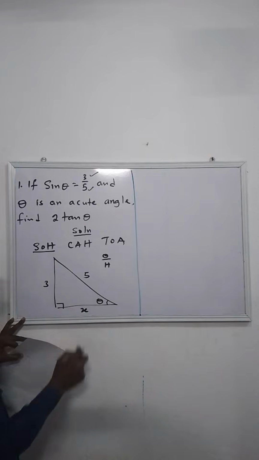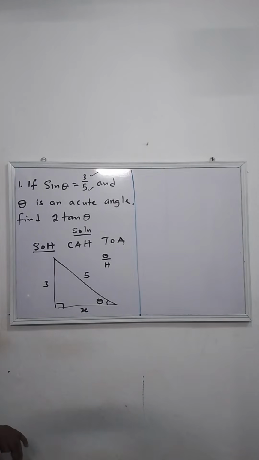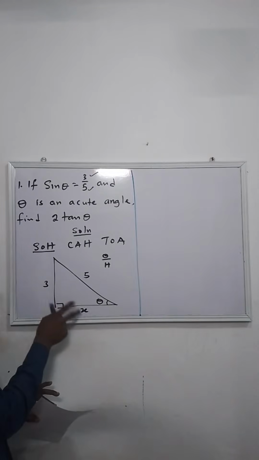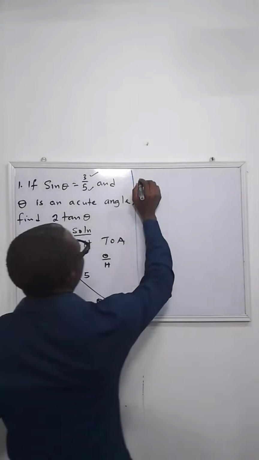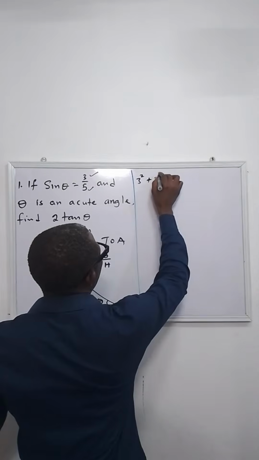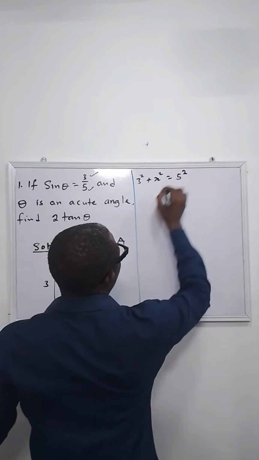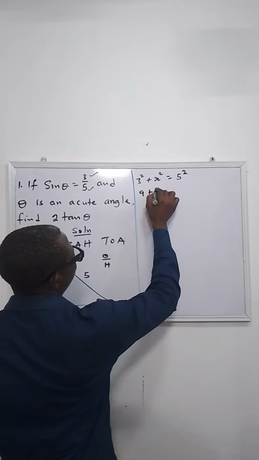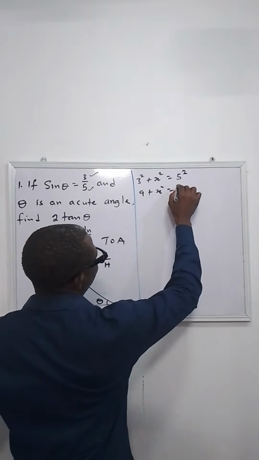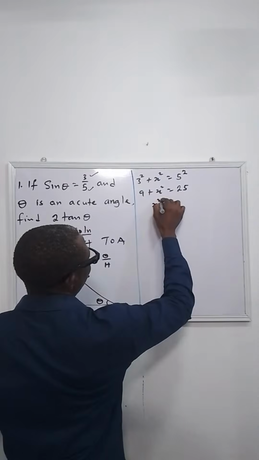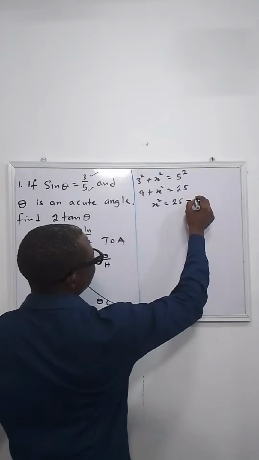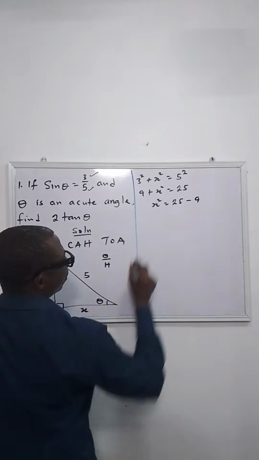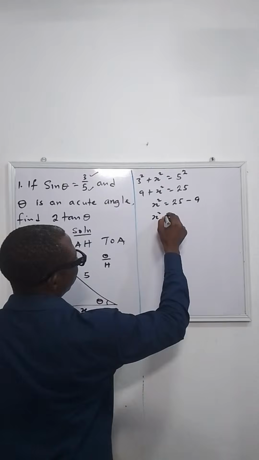Now you can call this x, which is the adjacent. We are going to be making use of Pythagoras theorem. The square of the two sides when added together will be equal to the square of the hypotenuse. So we have 3 squared plus x squared equals 5 squared. This is 9 plus x squared equals 25. Now, x squared equals 25, you transpose 9, that's minus 9. So x squared now equals 16.